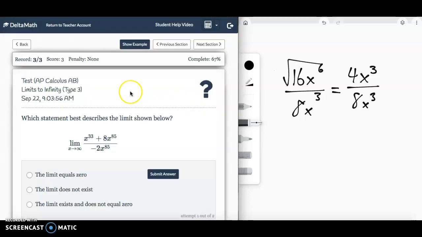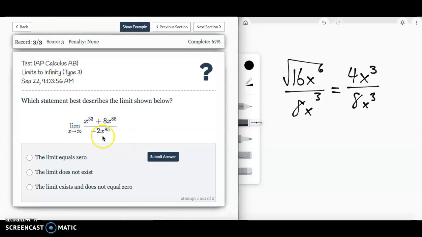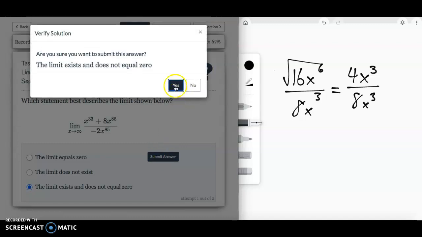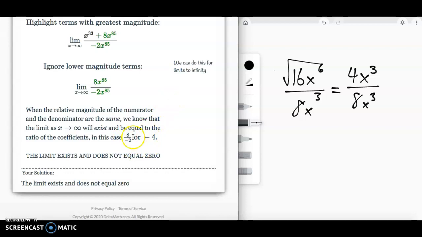I wonder if I can do another one. Okay. Oh, no, I can't. It literally won't let it happen. Oh, yeah, there we go. Let me do another one. In this one, I don't have any exponential functions. So I look at my highest polynomial. x to the 85th, x to the 85th, those match. And so you use their coefficients. 8 divided by -2 is -4. Limit exists and does not equal 0. There you go. And then it tells you how to actually do it.